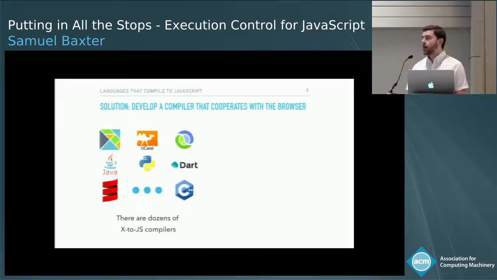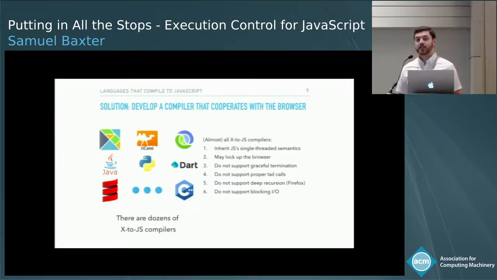So there's a solution to this. What if we develop compilers which cooperate with the browser's runtime model and generate programs that work around the issues of its runtime? And like I said, there are dozens of compilers targeting JavaScript these days. Maybe they address the issue for us. But as we've seen, nearly all of these inherit the same limitations of the browser's runtime model.